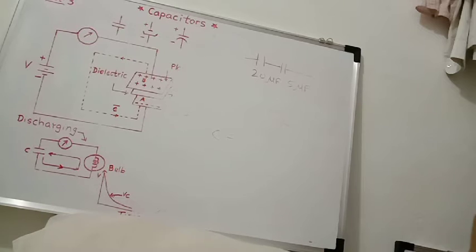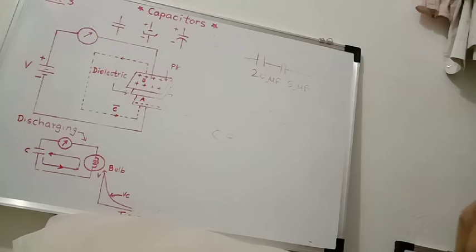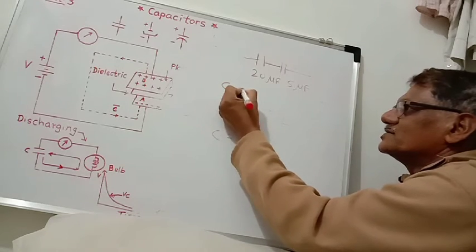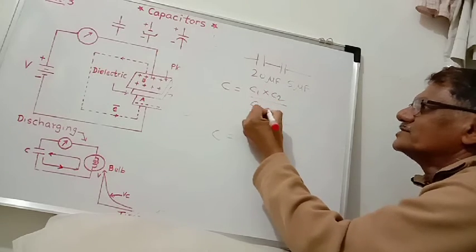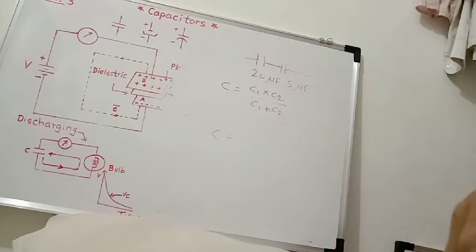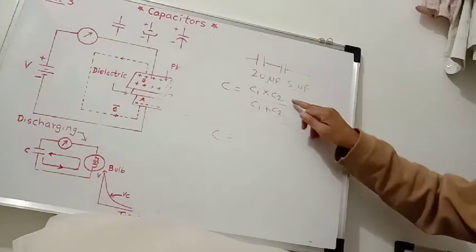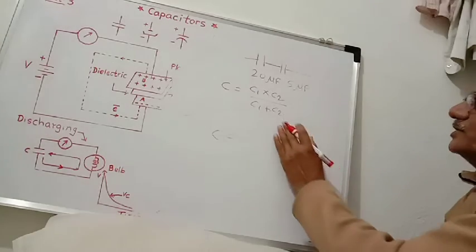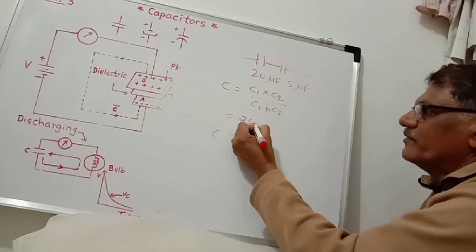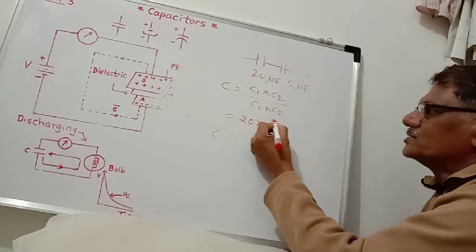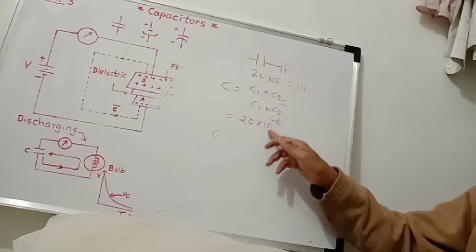When two capacitors C1 and C2 are connected in series, the equivalent capacitance C is given by C1 into C2 divided by C1 plus C2. Here suppose C1 is equal to 20 microfarad and C2 is equal to 5 microfarad. So C1, 20 microfarad, means 20 into 10 raised to minus 6 farad.